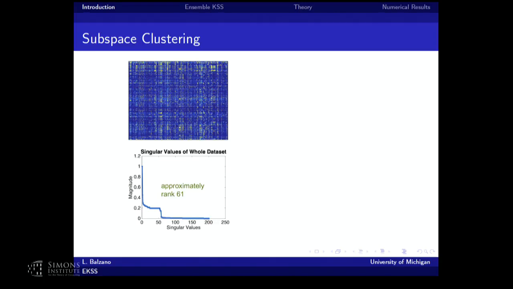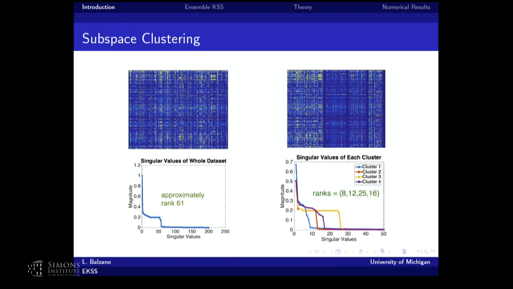But actually, it turns out that this matrix has another interesting structure. If you were to take the columns and cluster them in some way, then each one of those clusters itself is also low rank. And not just the same rank, but a smaller rank. In this case, the original matrix was about rank 61 with a very nice gap, you can see. And these also have nice gaps, but the maximum rank of the submatrix is 25. Okay, so in fact, if you add these up, you'll conclude that these each are linearly independent subspaces that we can use in order to model these data.